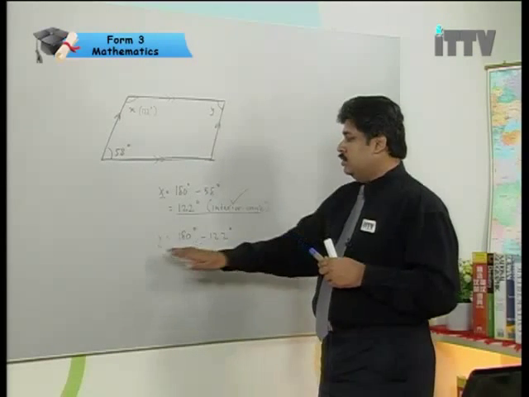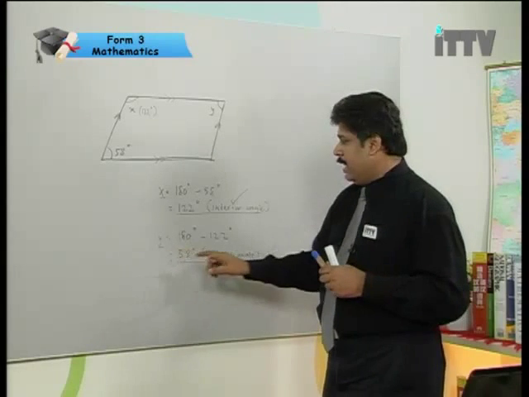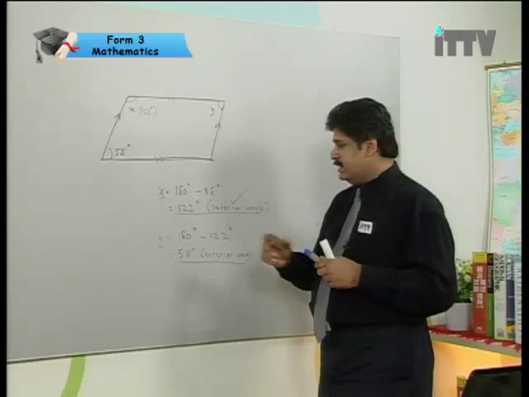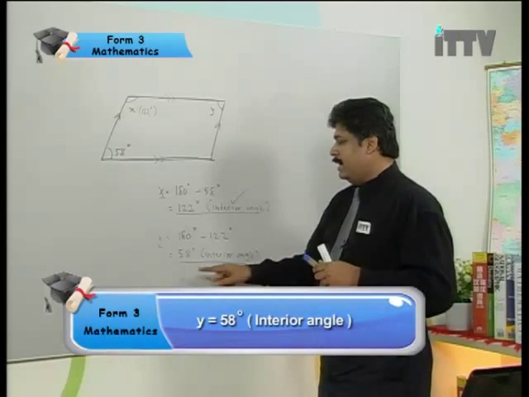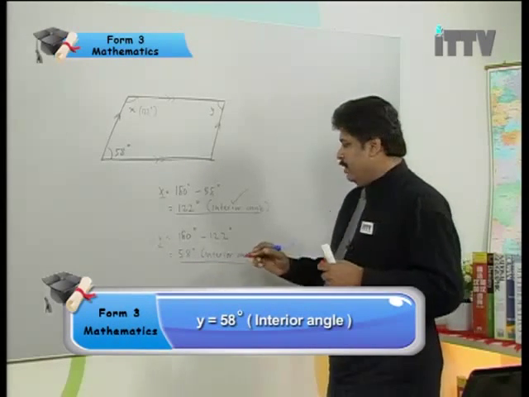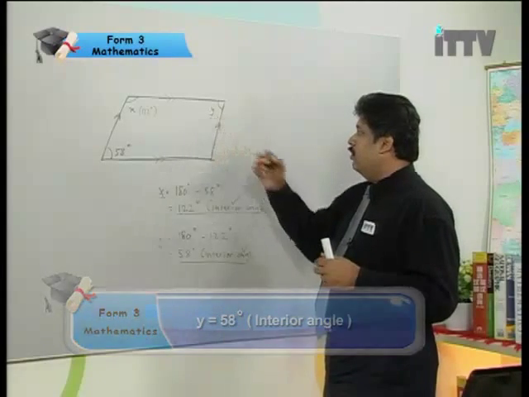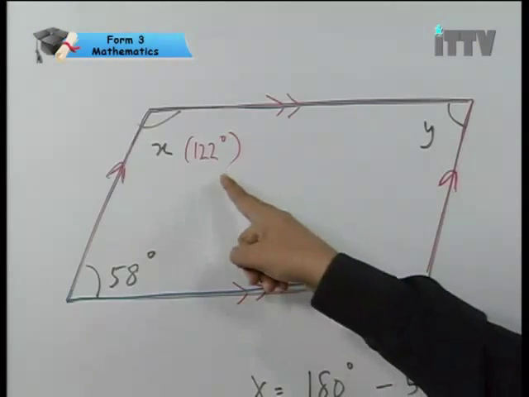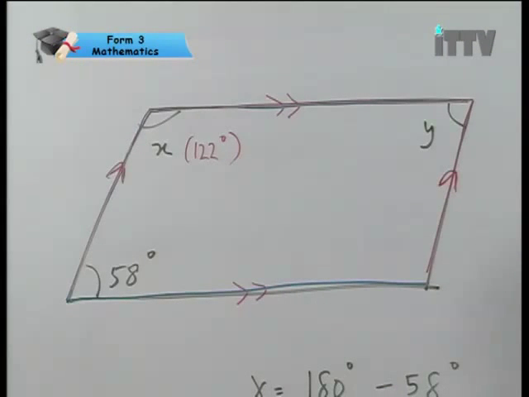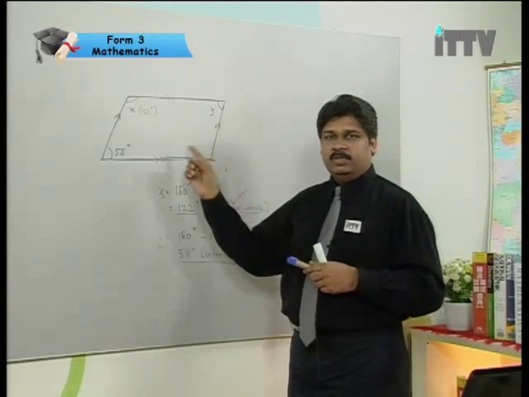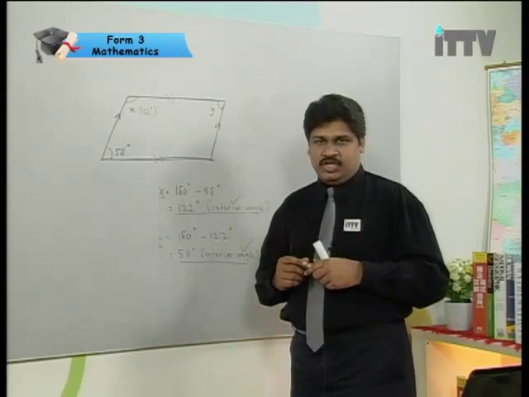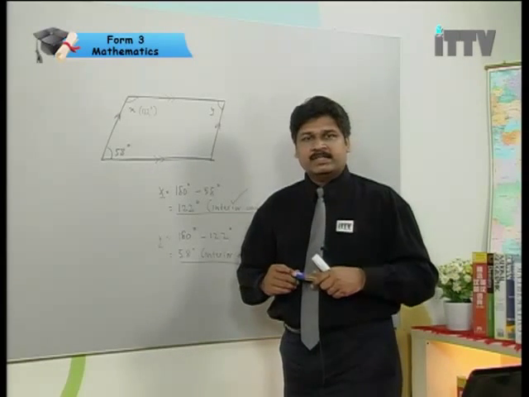As such, to obtain the value of y, I take 180 degrees less 122 degrees. I have y as 58 degrees because both the value of y and the value of 122 are interior angles. I hope you have taken down some important notes on parallelogram issues. Let's move on to the next question.